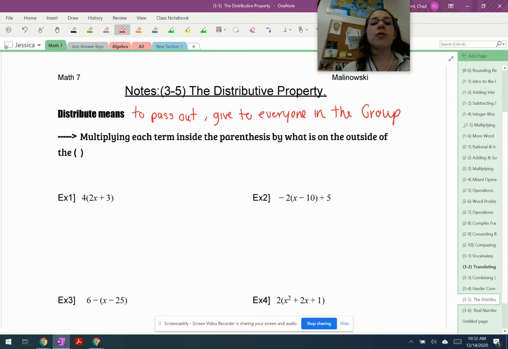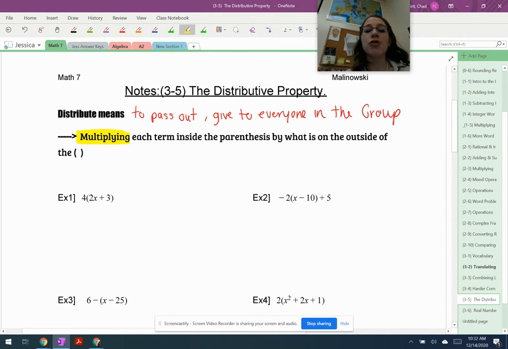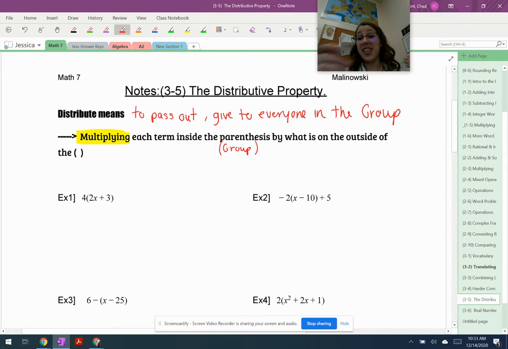So when you're talking about distribute, when we say to give or to pass out, we're really meaning you're using the operation multiplication. We're really multiplying each term inside the parentheses or inside the group by what is on the outside of those parentheses.